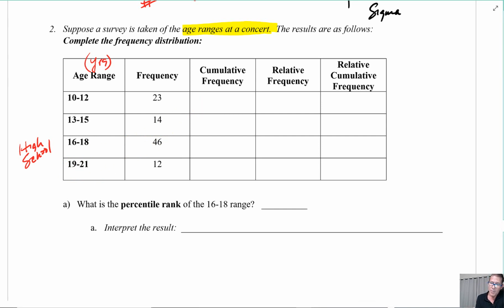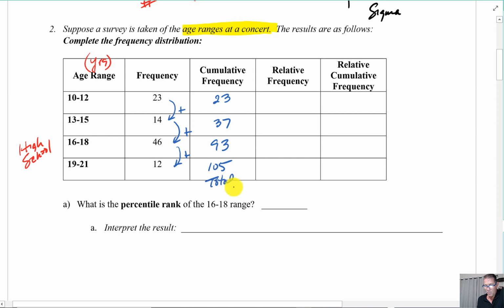So here you simply add them up. So let's do that. We're going to start off with 23. We're going to add 14. 23 and 14, 37. Going to keep on adding. 37 and 46, that's 80 and 13, that's 93. All right, and continue adding here. 93 and 12 is 105. So this represents your total number of people who went to the concert. Okay, so that's the total.